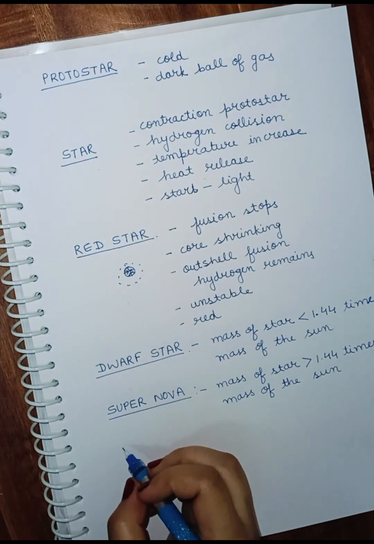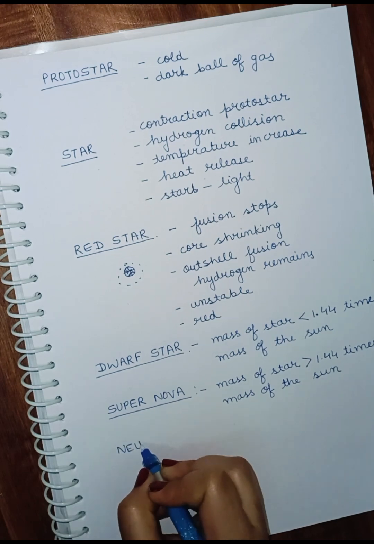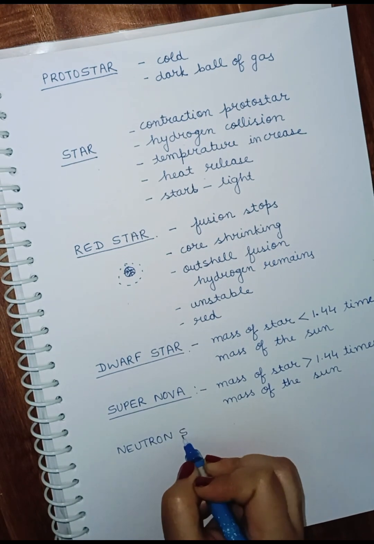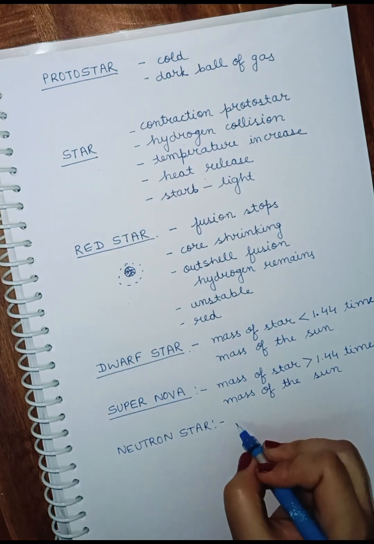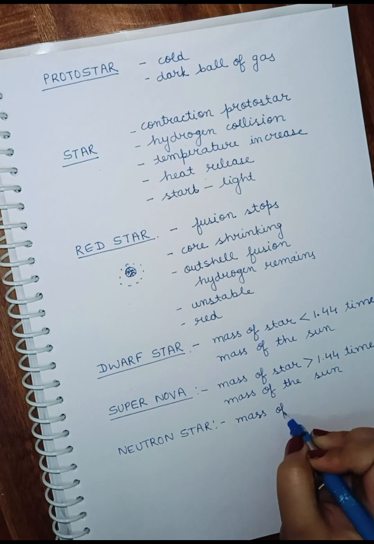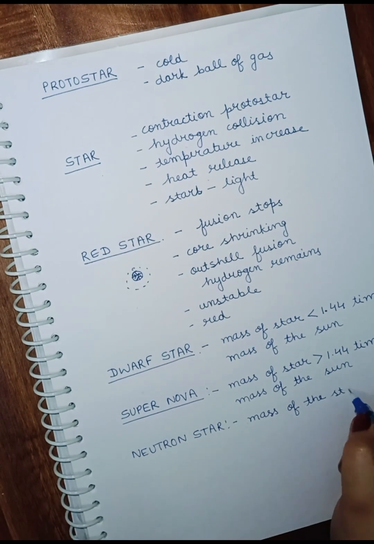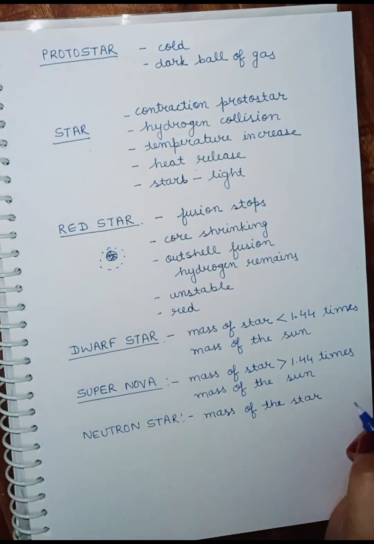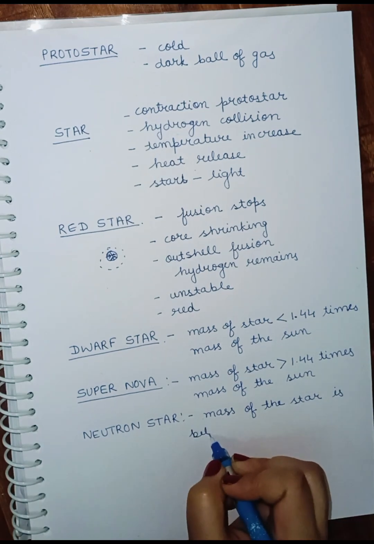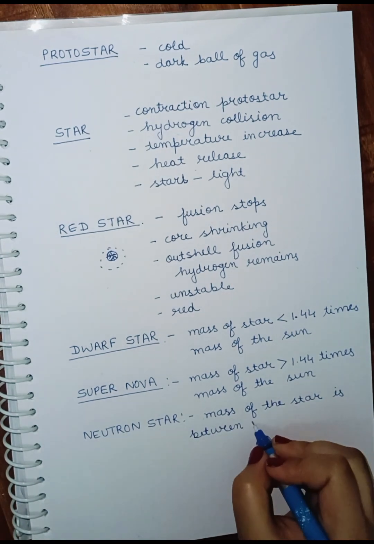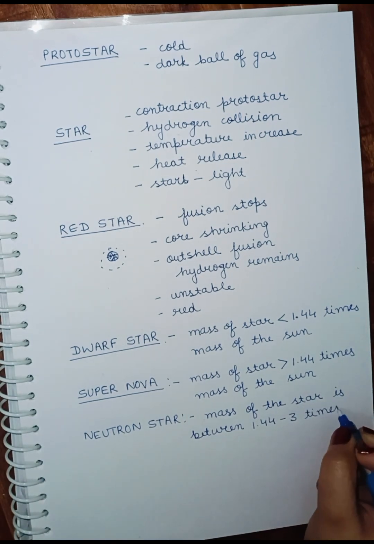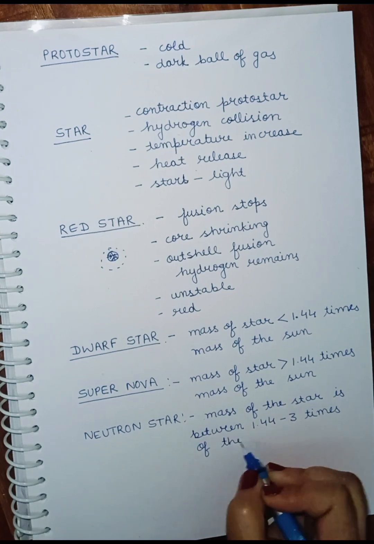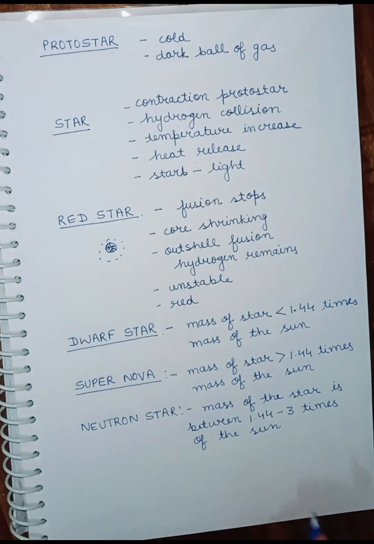Then comes the neutron star. In this, the mass of the star is between 1.44 and 3 times that of the sun. Neutron star. Then comes the black hole.